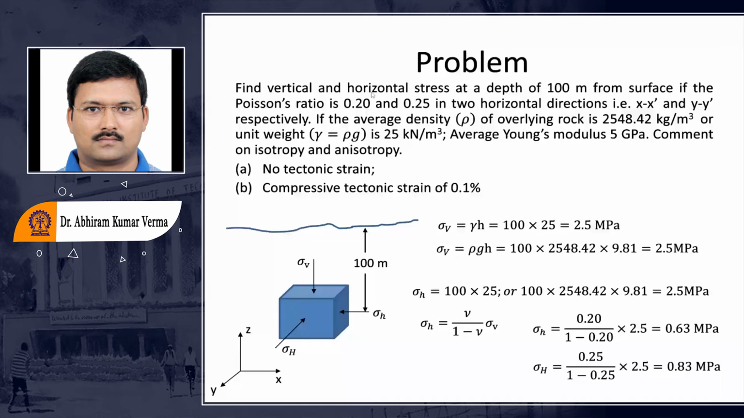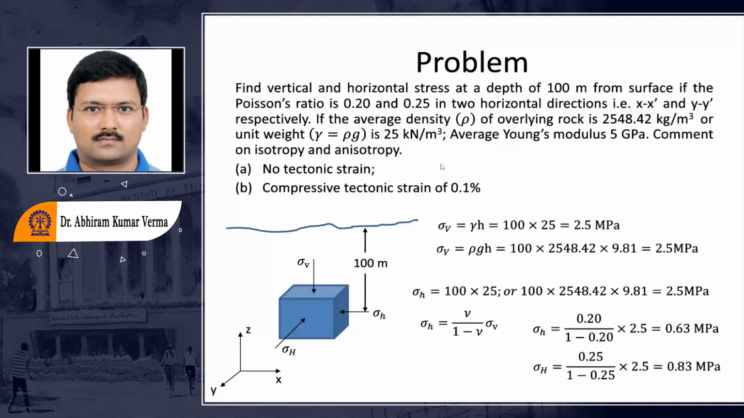I'm talking about not an isotropic property. You can see that the material is anisotropic, so in these two directions we have two different Poisson's ratios. So in the two horizontal directions, x prime and y prime. Okay. If the average density of overlying rock is this much, or unit weight is 25 kN per meter cube, and average Young's modulus is 5 gigapascal, comment on isotropy and anisotropy.